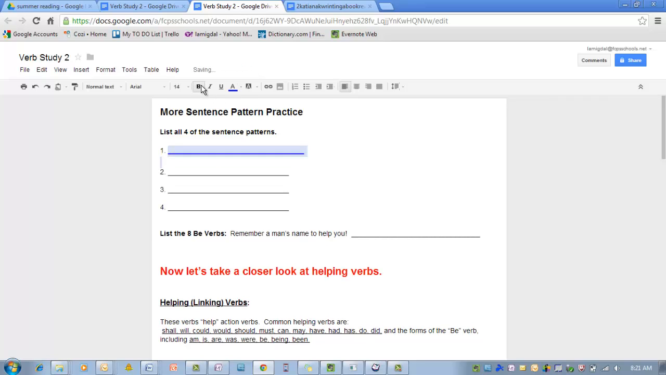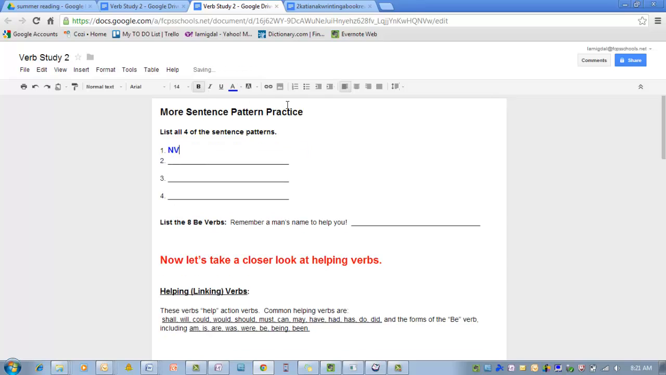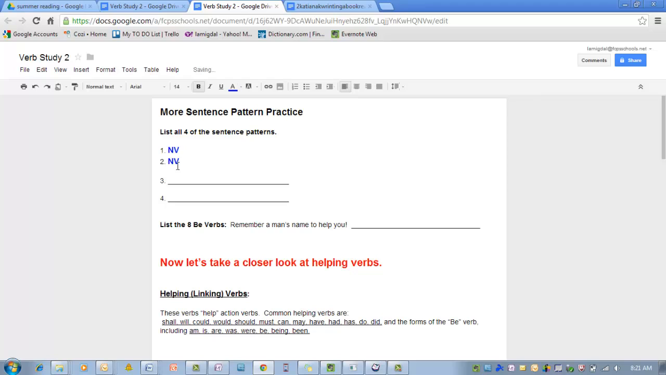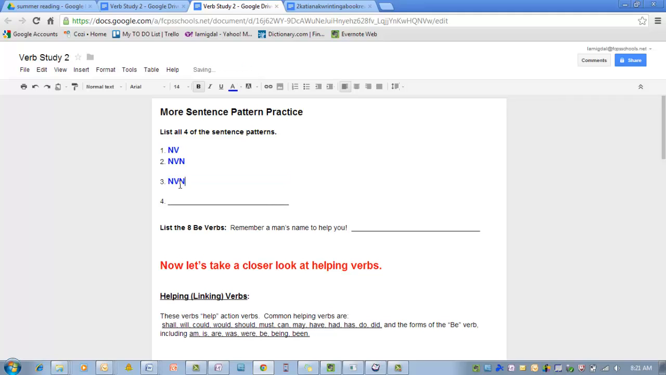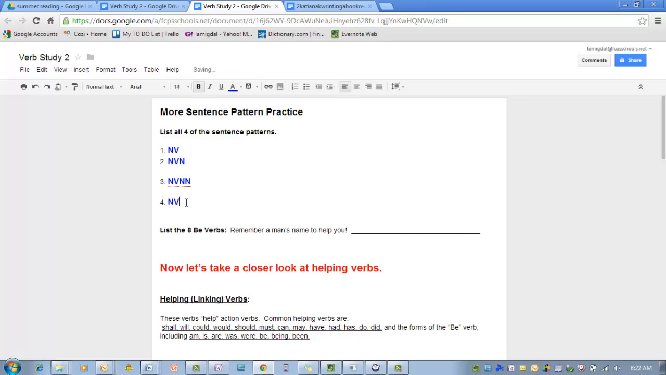Well, our first one is very simple. It would be noun, verb. I'm just going to copy this so I get the formatting. And then our second pattern is noun, verb, noun. And then our third pattern is noun, verb, noun, noun. And then our fourth pattern, which is the one with the be verbs, is noun, verb, adjective. Okay? So all sentences are going to have one of those 4 patterns.